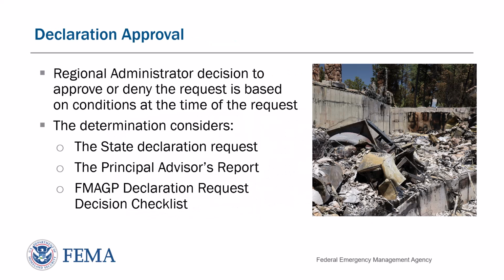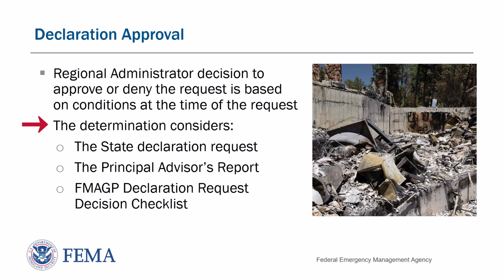Once a completed declaration package is received by the FEMA Regional Administrator, they evaluate the information and make a determination to approve or deny the declaration request. The Regional Administrator's determination to approve or deny the state's request is based on the conditions that existed at the time of the state's request and whether the fire threatens such destruction as would result in a major disaster.